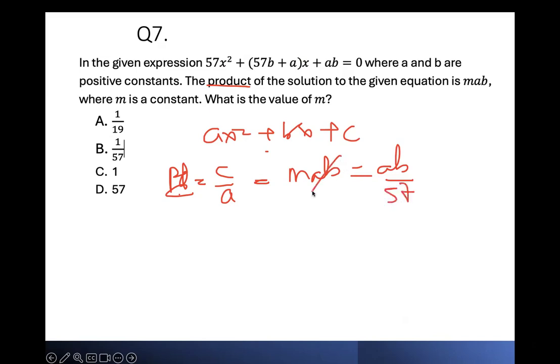I cancel AB and AB. M is equal to what? 1 over 57. Your right answer is right there. It should not take you a long time to do it. You're just interpreting the question that is being given to you.